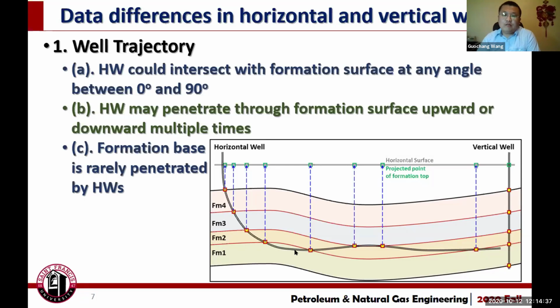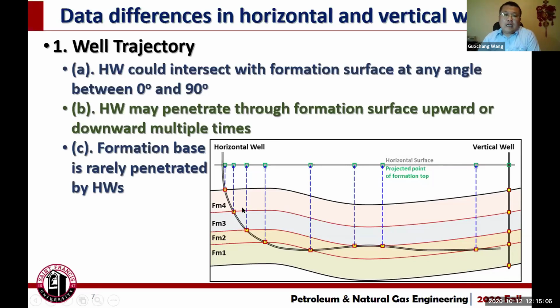Sometimes we use negative numbers. Here I just use 0 to 90 degrees. If you argue that it could be from negative 90 to 90 degrees, that's also reasonable. And also, because the target zone is within the reservoirs, mostly the organic zones, most of those horizontal wells will not penetrate through the base of the reservoirs, which is very different from vertical wells.